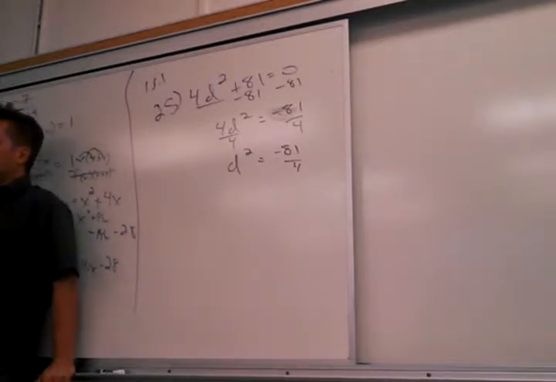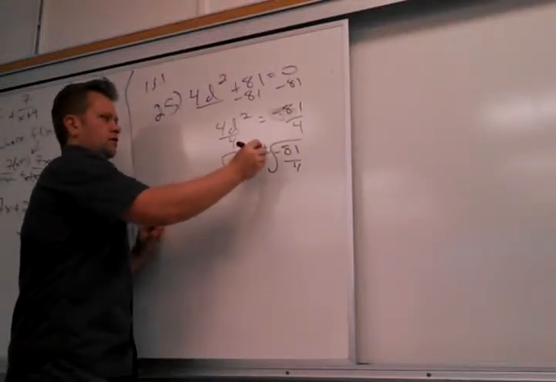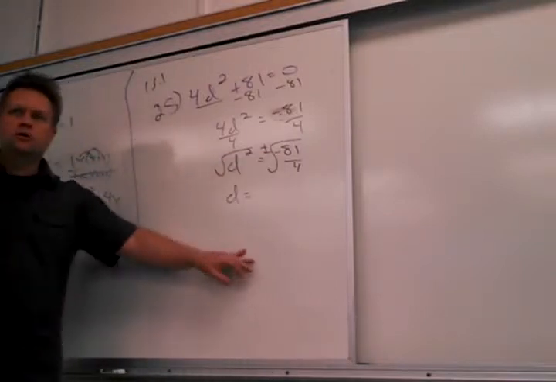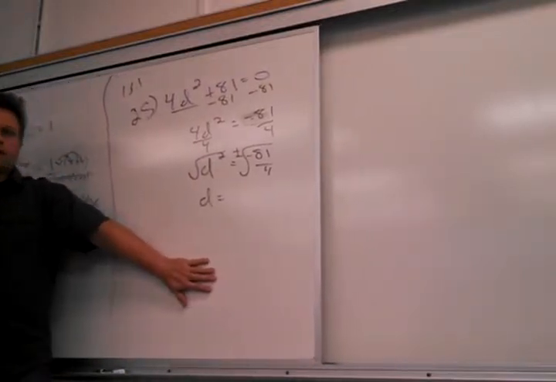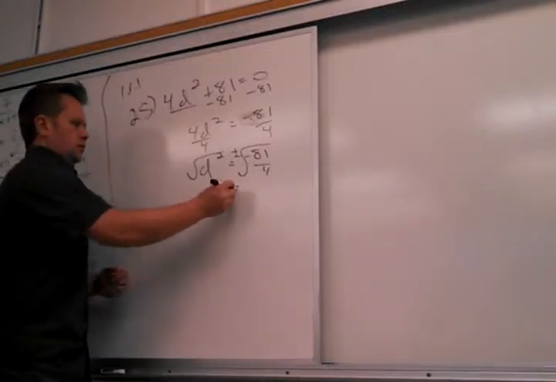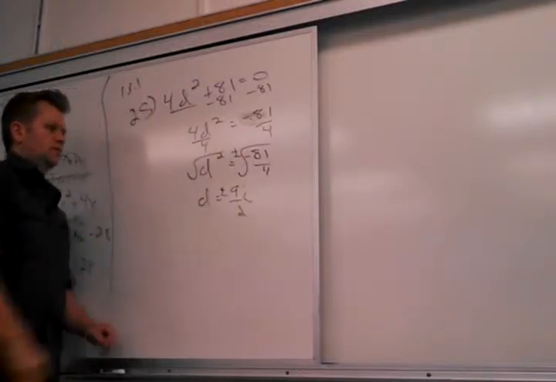And the minute you square root something, plus or minus. And we are beyond the point where you balk at having a negative there. What's going to show up? I. So what's the square root of 81? What's the square root of 4? Plus or minus, and we put in I.